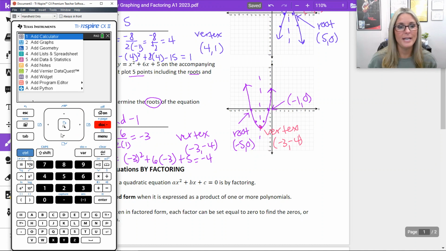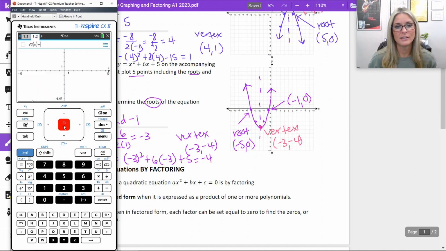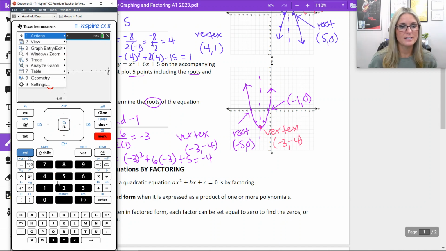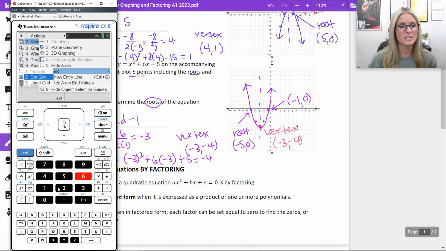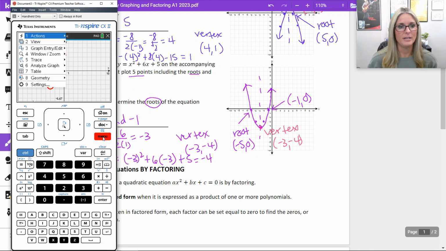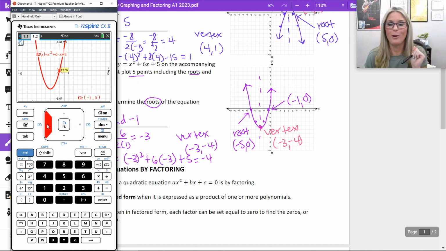Control Doc to add a new page. Adding graphs. Our equation was x squared plus 6x plus 5. Graphing, going to turn on those grid lines. And using my trace tool, graph trace, arrowing over to the left, there's my x-intercept, 0, root, all means the same thing, negative 1, 0, got that. Our minimum, or our vertex, is negative 3, negative 4, got that. And then our other 0, or x-intercept, negative 5, 0.